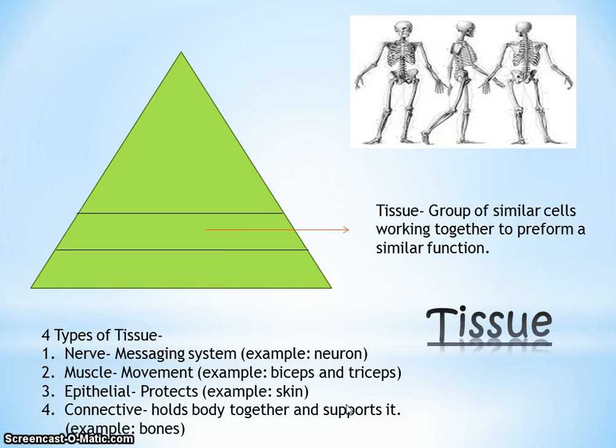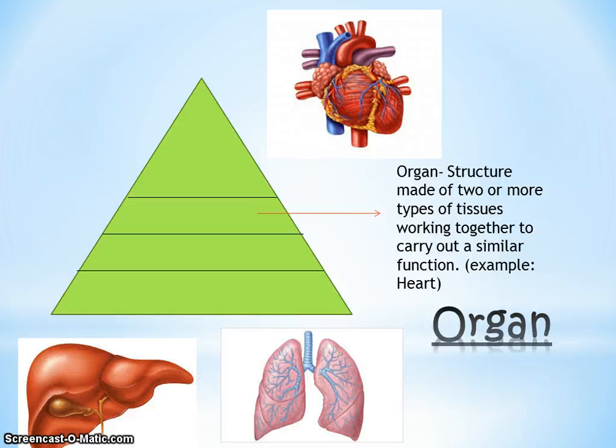All right. Next, now if you put a bunch of these tissues together, you get organs. All right. Now an organ is a structure made up of two or more types of tissues, okay, that work together to carry out a similar function. Are you noticing a pattern here that if you put all of these things together, it makes up the next thing in the pyramid? Okay, so the organ is a structure that is made up of two or more types of tissues that work together to carry out a similar function.